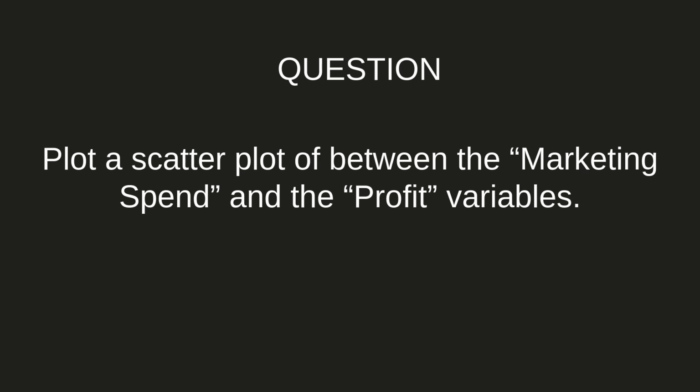So we have done the measures of central tendency, measures of dispersion, and all of the basic stuff. Now I'm moving into a type of analysis called bivariate analysis. Okay, so let's look at what we have. We have a question here which is: calculate the scatter plot between the marketing spend and the profit variables. Okay, so what's bivariate analysis, by the way, before we even begin?